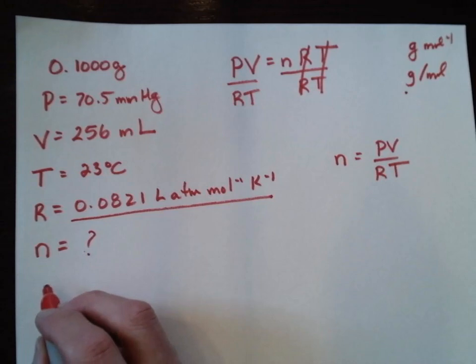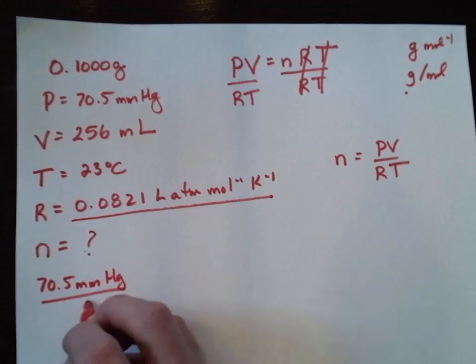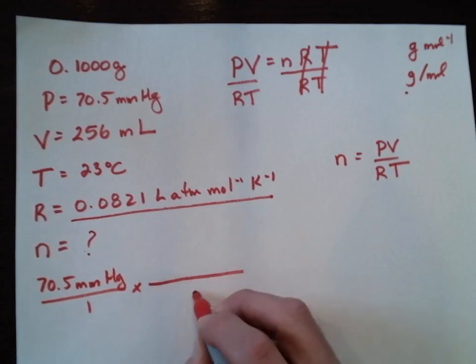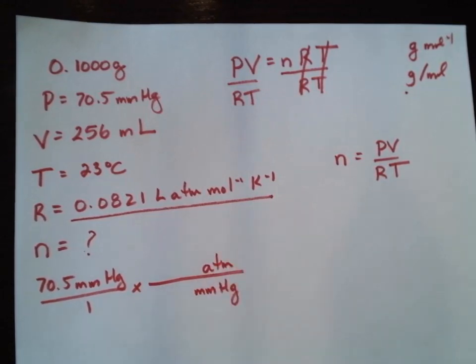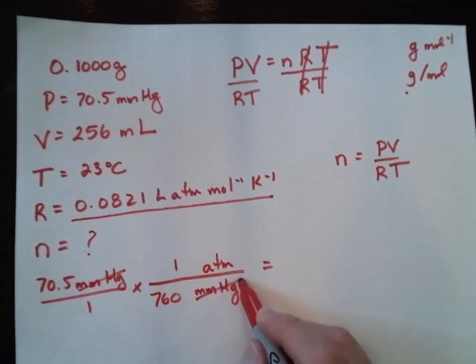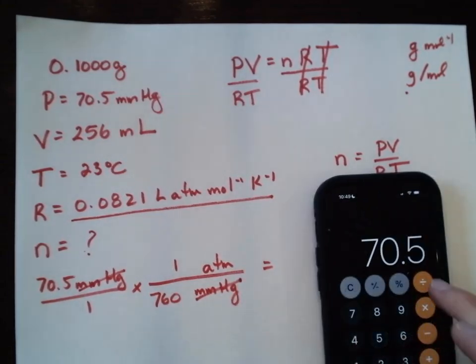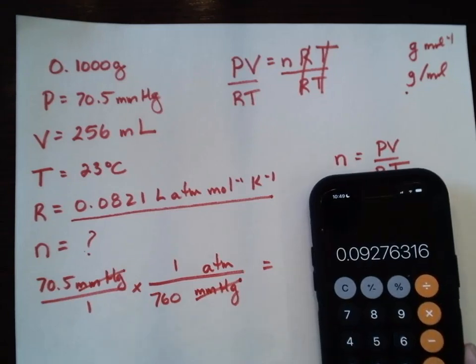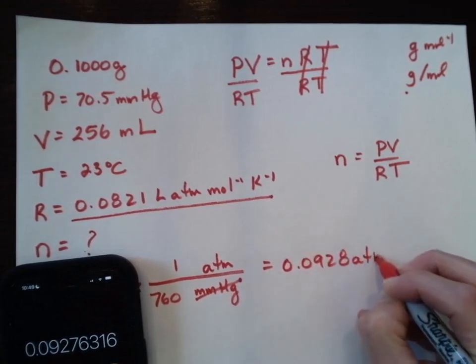So we'll start with our pressure, 70.5 millimeters of mercury. We're going to convert my millimeters of mercury into atmospheres. How many millimeters of mercury are in an atmosphere? 760. Millimeters of mercury in the numerator and denominator cancel. And so I will take 70.5 and divide that by 760 and get 0.0928 atmospheres.